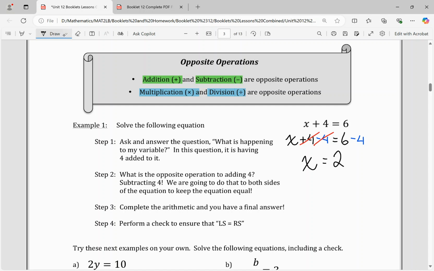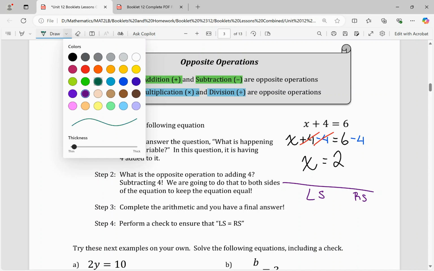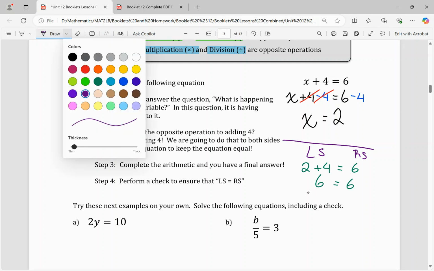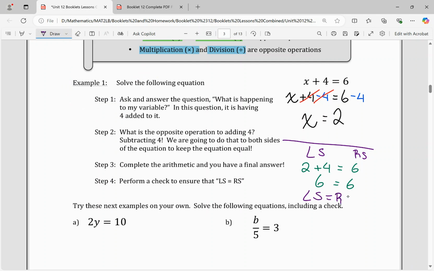When you're done, you don't need to do this all the time, but you can always check your answer by seeing if the left-hand side equals the right-hand side. So we're going to take x equals 2, and we're going to plug that into our original equation. So we get 2 plus 4 is equal to 6, and 2 plus 4 is 6, so we get 6 equals 6. So yes, this means that we're correct. Left-hand side equals right-hand side. X equals 2 is the answer.